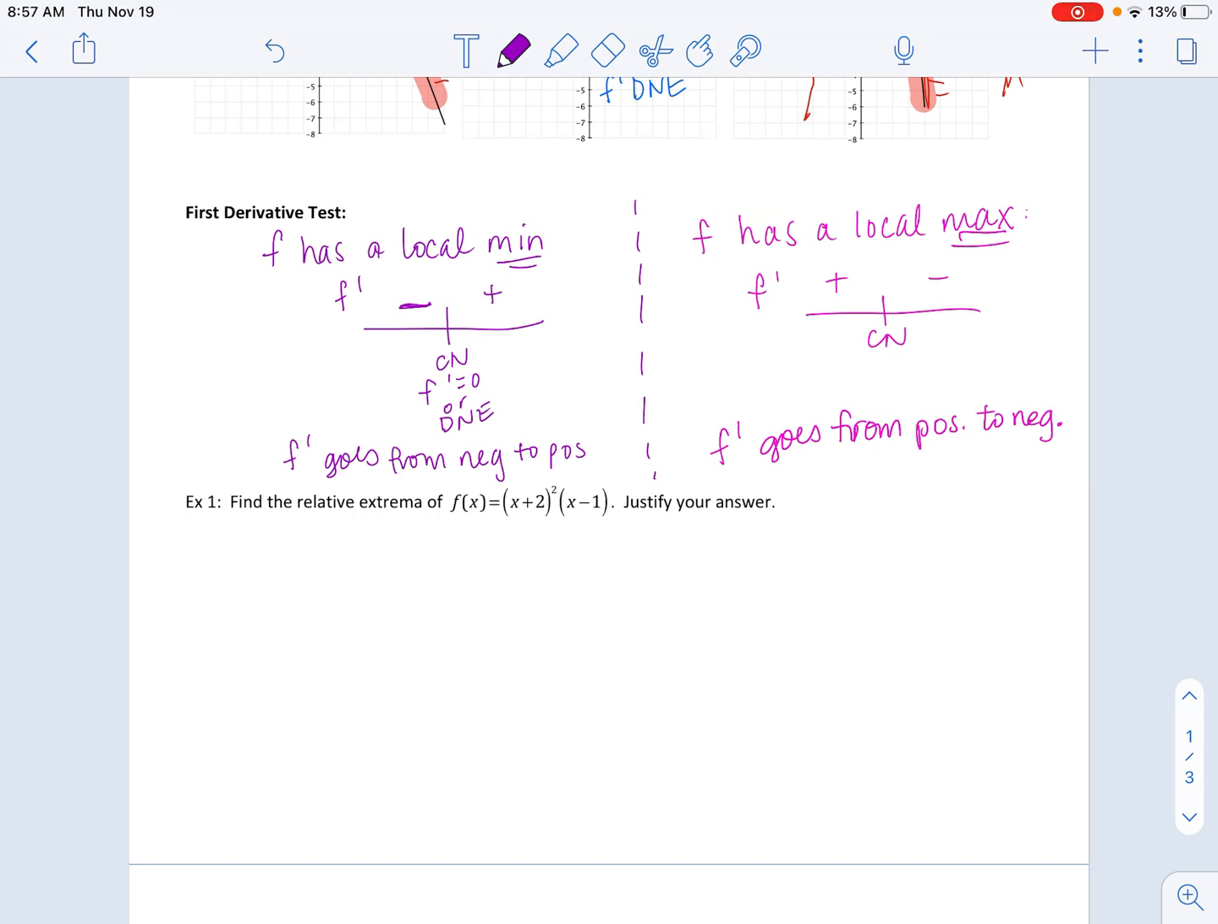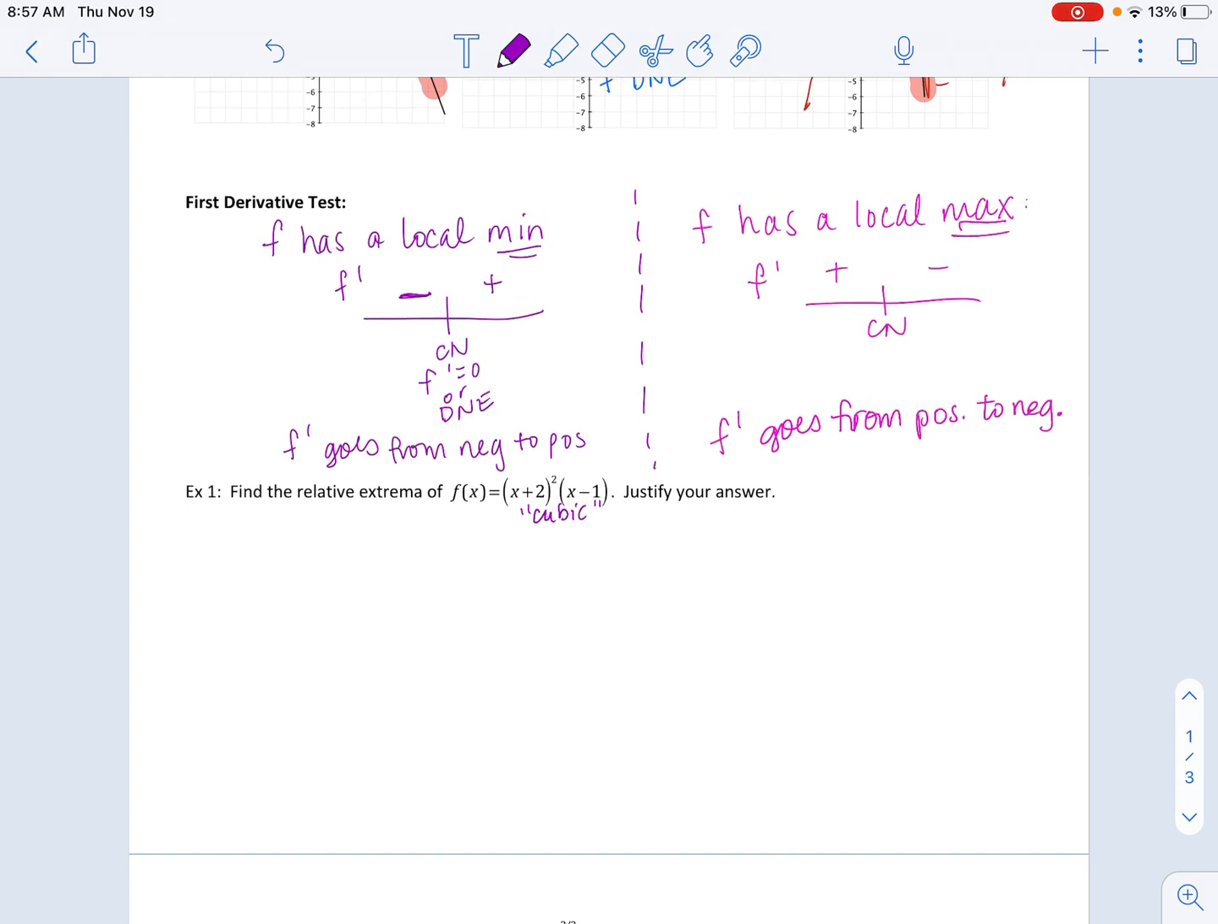It says find the relative extrema of f of x equal to x plus 2 squared times x minus 1. Justify your answer. So this is a cubic function, right? If we think about what the power on x would be if we were to multiply everything out. So we're going to start by doing a derivative and getting the critical numbers.